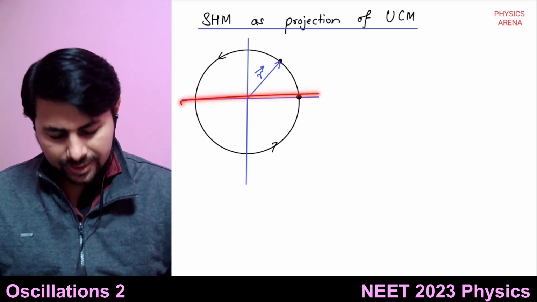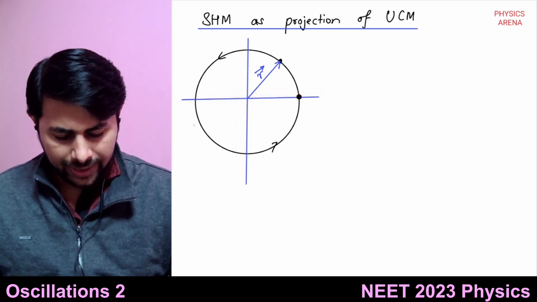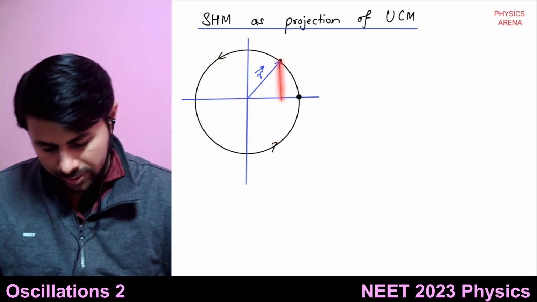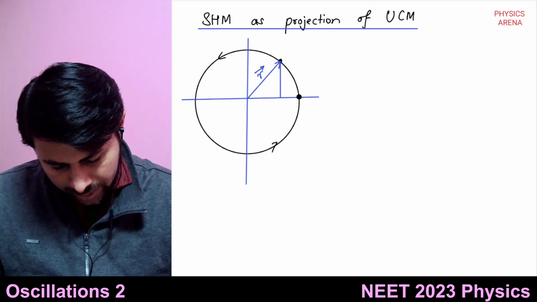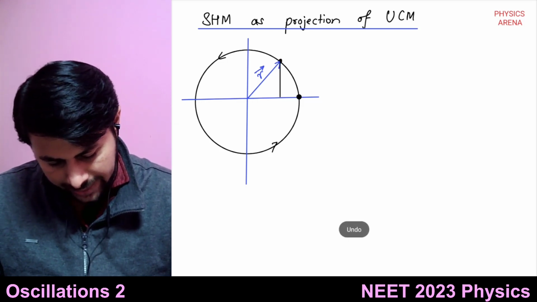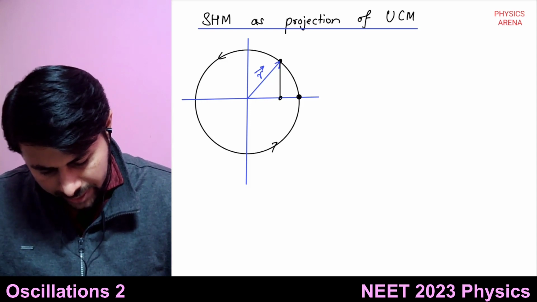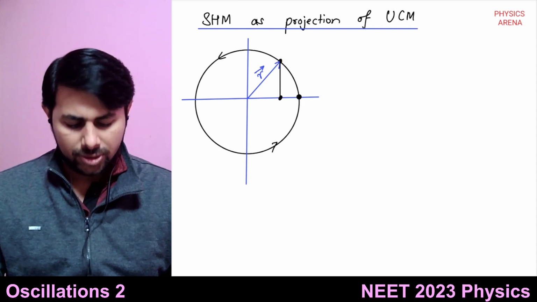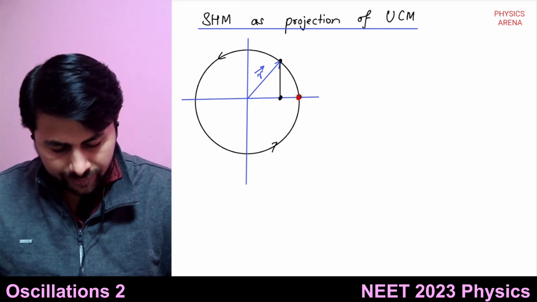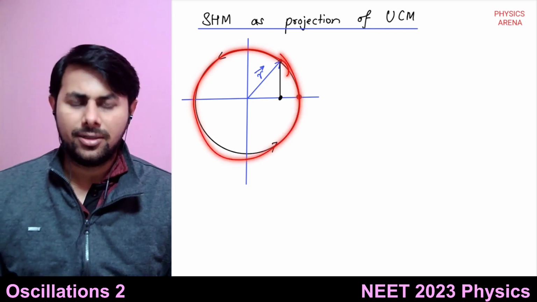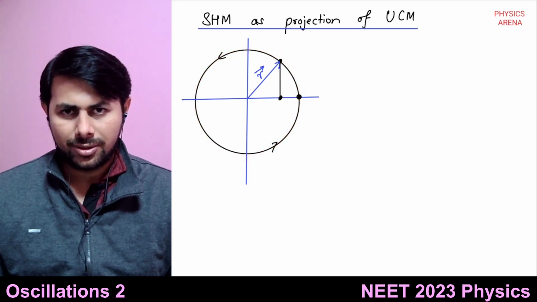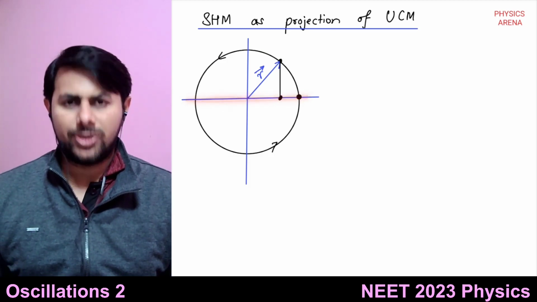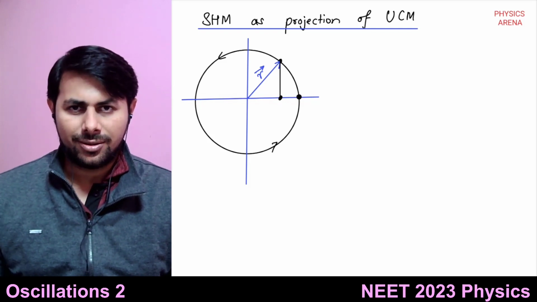Okay, x-axis, y-axis, then you can consider any diameter, this one, anyone. Then draw a perpendicular. So if I draw a perpendicular, it meets at this point. So this point is known as the projection of this point. Okay, so now as this point will move on the circumference of the circle, what will happen to this projection? So this projection will move to and fro about this mean position, that is the center of the circle.